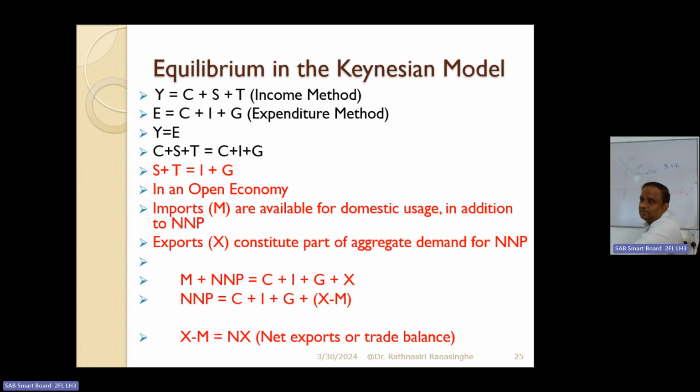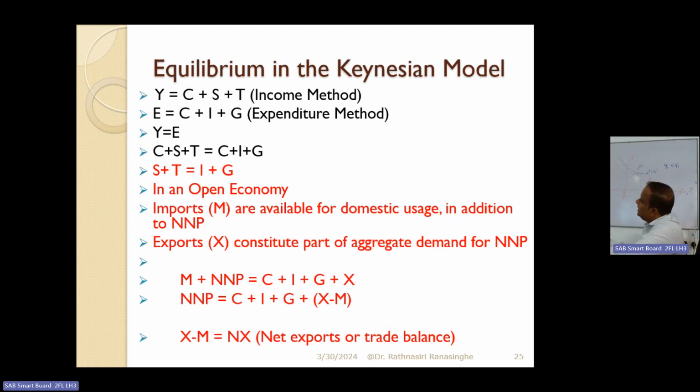This is the closed economy environment with the government, because taxes and government expenditure are there. To simplify, S plus T equals I plus G. S plus T, those are the withdrawals. I plus G, those are the injections. It has a positive impact.